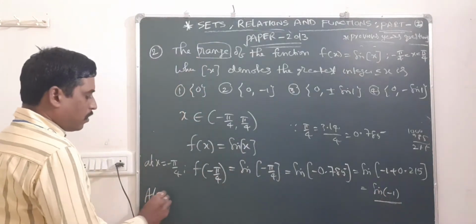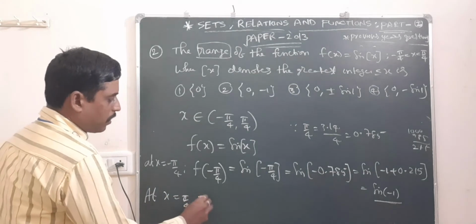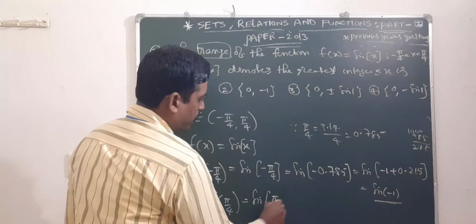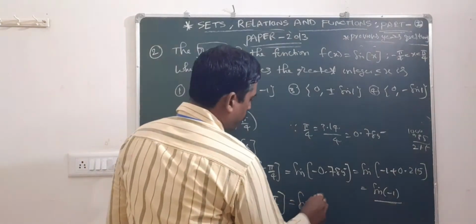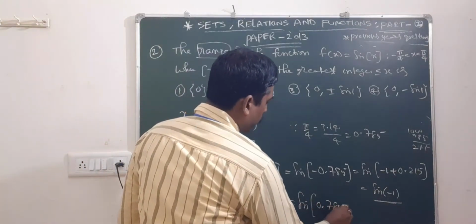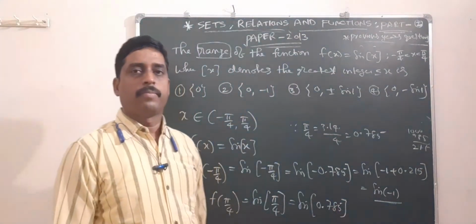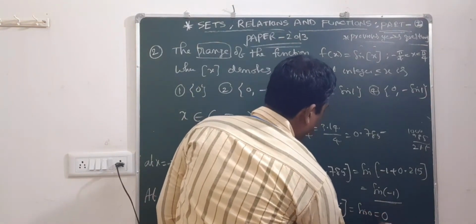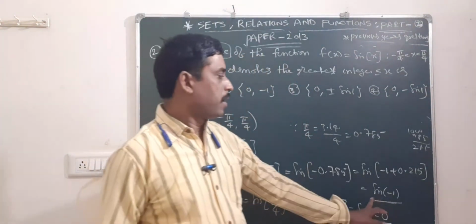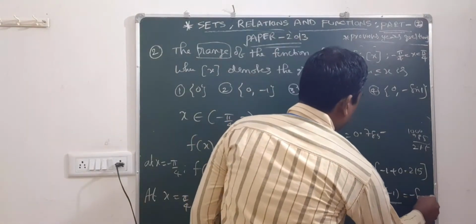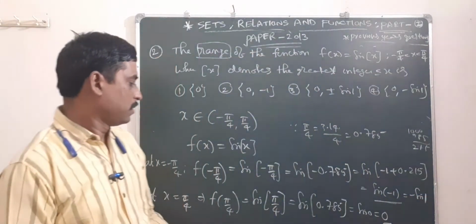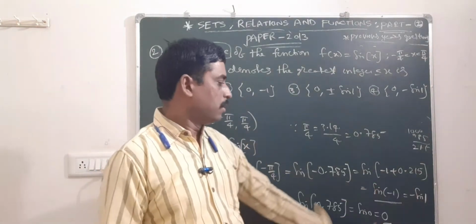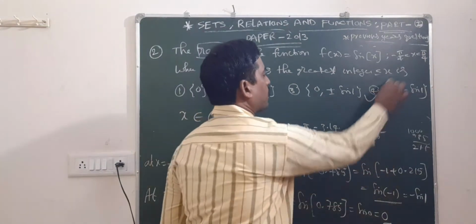Next, at x is equal to pi by 4, this value will be f of pi by 4 is equal to sine of the integral part of pi by 4. The value is 0.785, and the integer part of 0.785 is 0. Therefore sine 0 is 0. Sine of minus 1 is equal to minus sine 1. So the range is sine 0, which is 0, and sine of minus 1, which is minus sine 1. So the range is 0 and minus sine 1. The fourth option is correct.